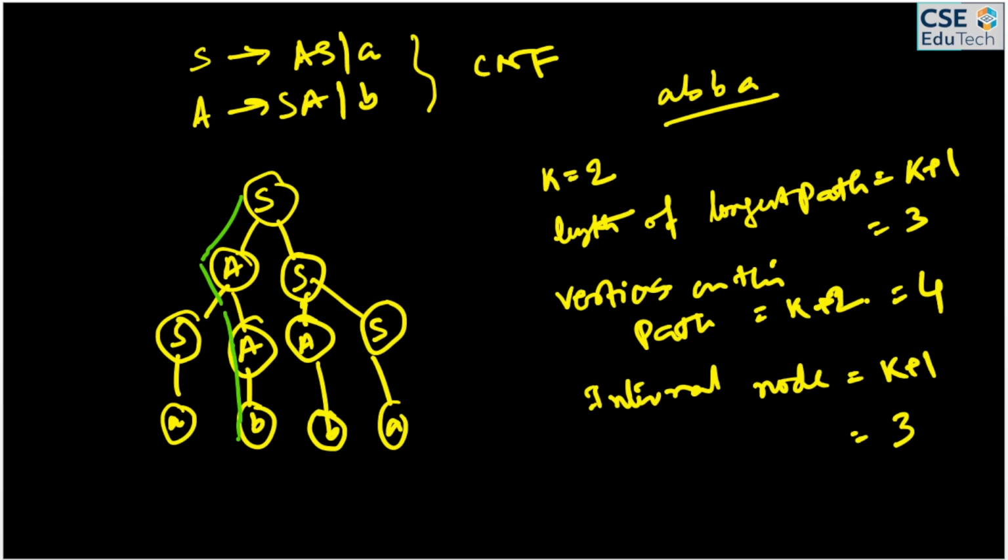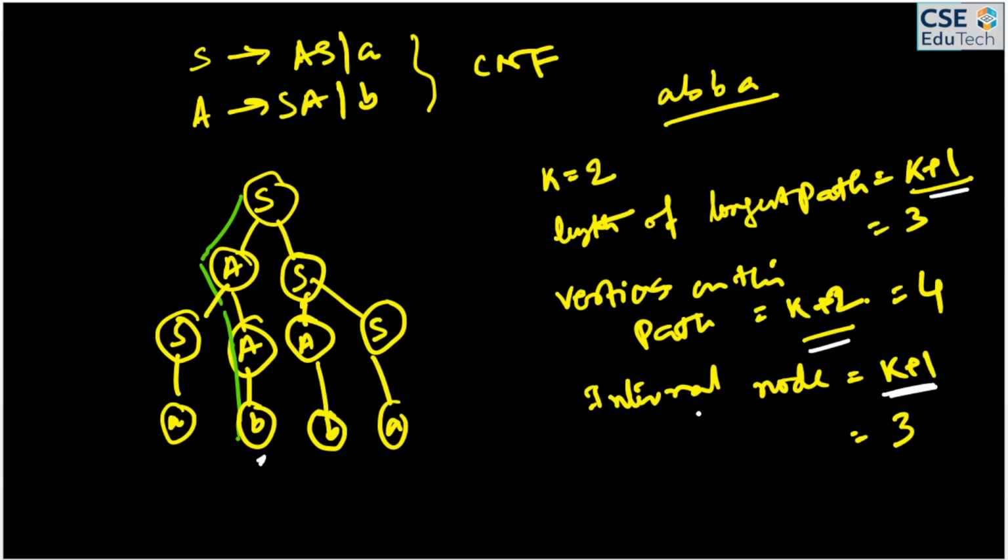Now, as we have mentioned, a path of length k plus 1 has k plus 2 vertices, out of which the last one is the leaf node, which is labeled by a terminal. Thus there are k plus 1 internal vertices on this path.